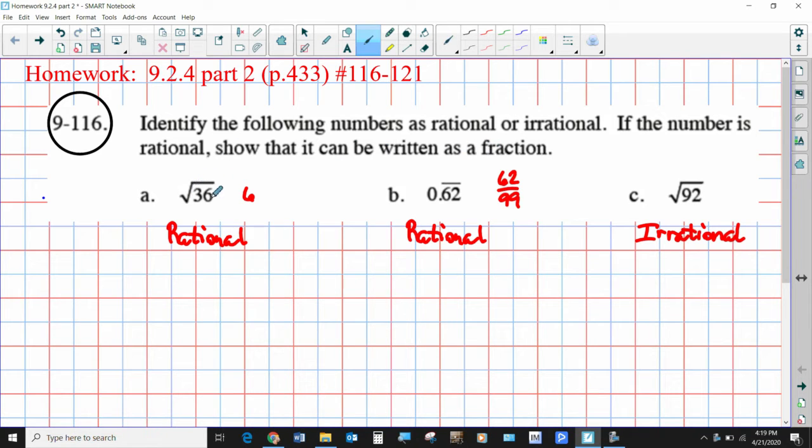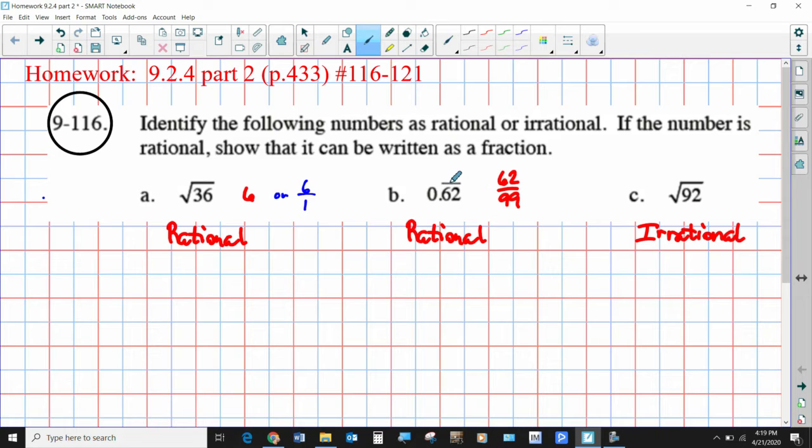So the square root of 36, since 36 is a perfect square, the square root is going to be a nice round whole number of 6, so that makes it a rational number because 6 can always be written as the fraction of 6 over 1. So it's a rational number, so that makes square root of 36 a rational number.